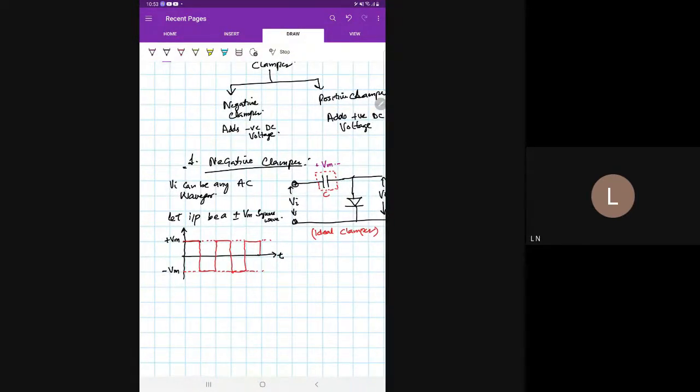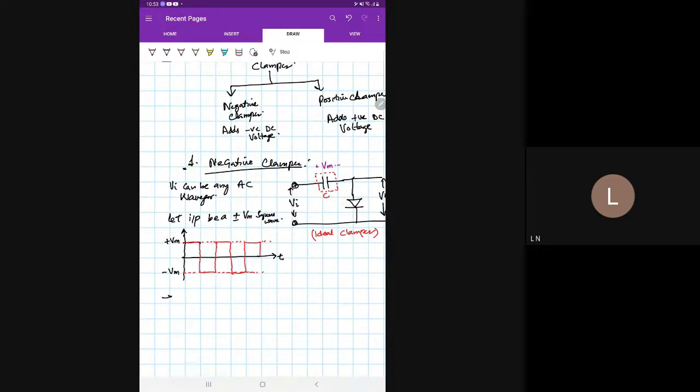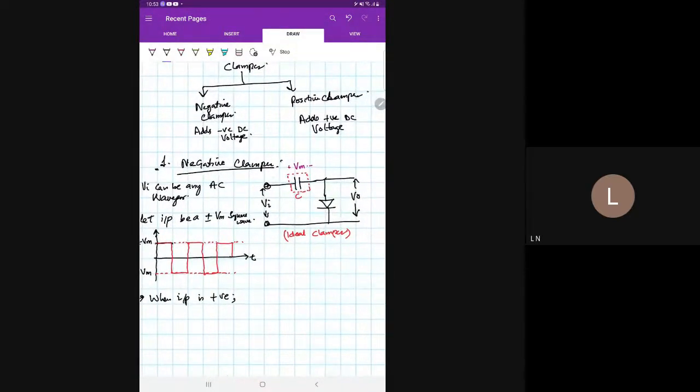Now see, in this circuit, when our input waveform is positive, that means you have a positive here and a negative here. You should remember that we are assuming the capacitor is initially discharged, not charged. And whenever the capacitor is discharged, it will always conduct.